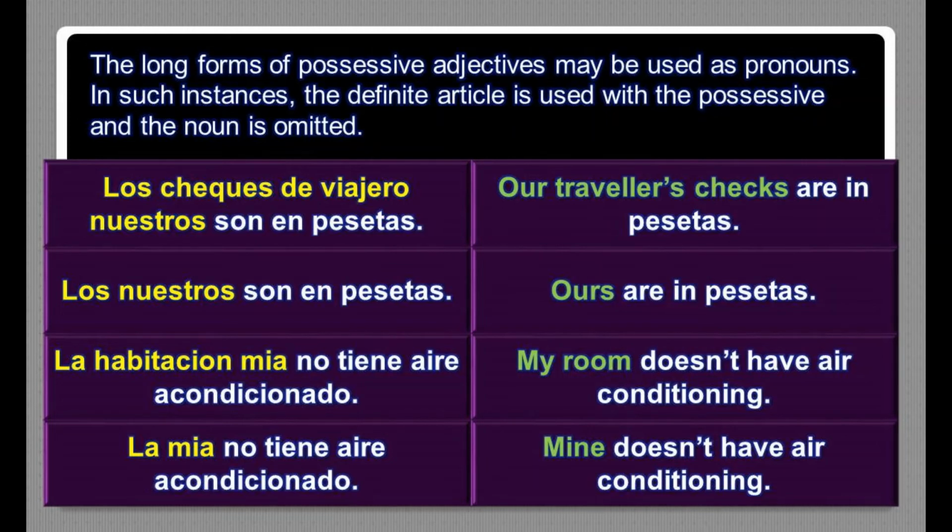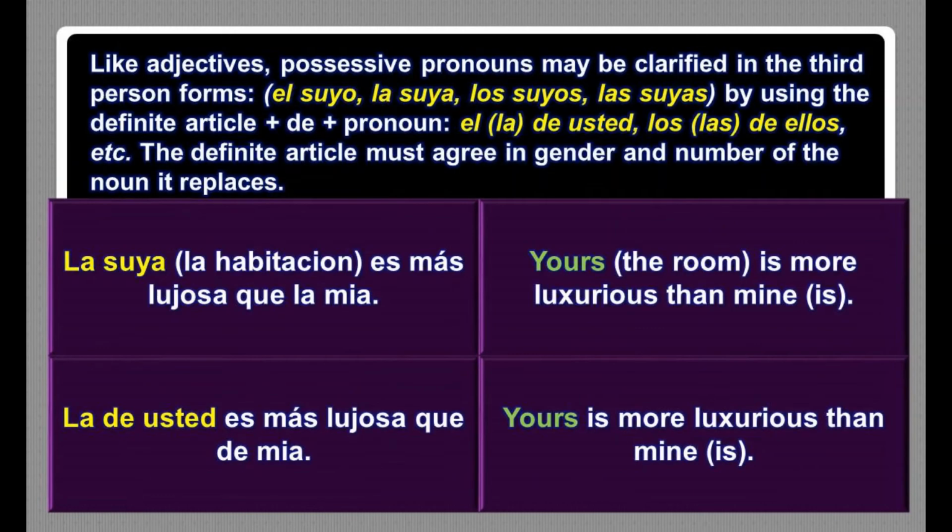Similarly, in the sentence, la habitación mía no tiene aire acondicionado, which means my room doesn't have air conditioning, the noun la habitación may be dropped to have only la mía, which already clarifies that la here pertains to the room, habitación. So you have la mía no tiene aire acondicionado, mine doesn't have air conditioning. It's clear already.